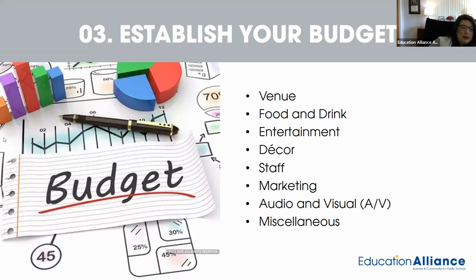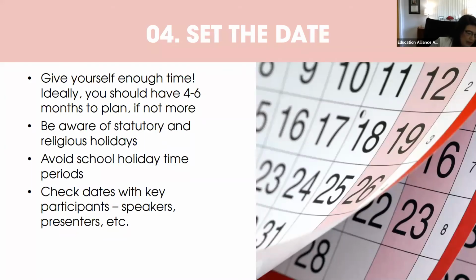Step number 4 is setting your date. If it's an annual event or in recognition of something like MLK Day, that date might already be set for you. But if it's not, you're going to want to think through some key things to make sure your event's on a date that isn't conflicting with others. If you're having an in-person event, you're going to probably want to give yourself 4 to 6 months to plan that event to make sure that it's really well thought out. If it's a virtual event, you want to at least give people a month to plan to be there.